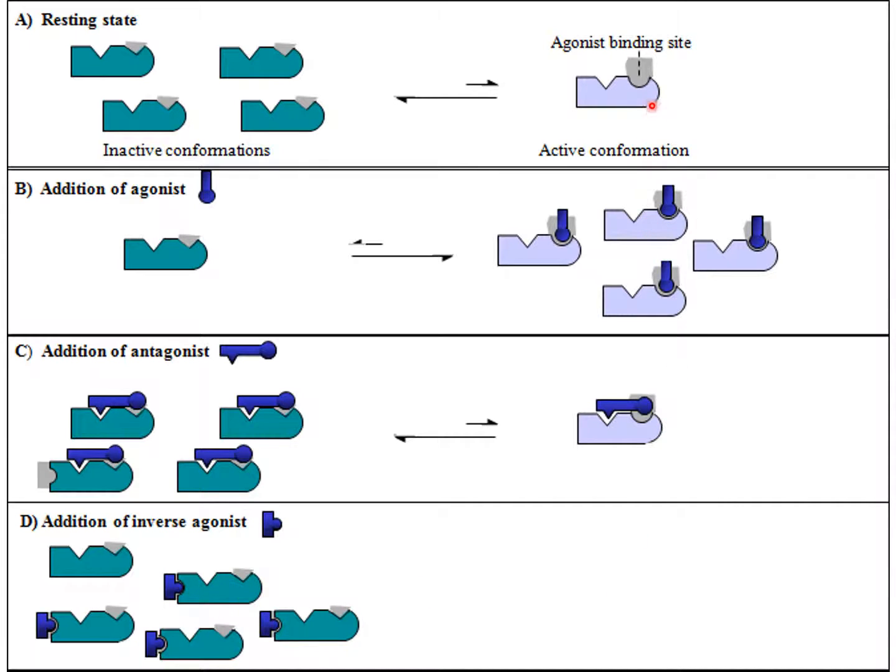So if we have 1 of 5 in the resting state as active, that's 20%. Here you have none of the 5 as active because of the inverse agonist. So the inverse agonist was able to bind to this receptor and change its conformation into the inactive form. So now I have all these 5 receptors in the inactive form. And so you would have zero activity here, as compared to having 20% activity in the resting state.